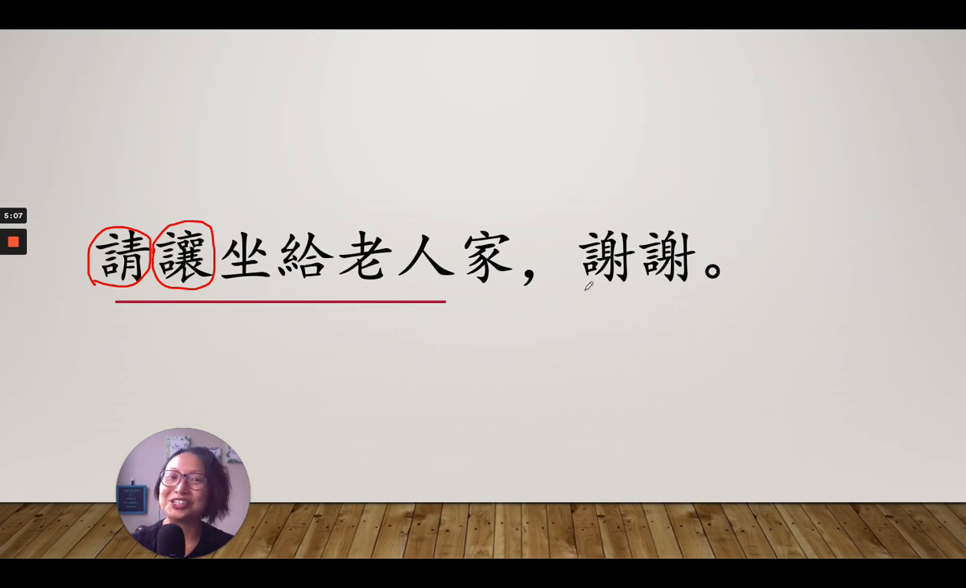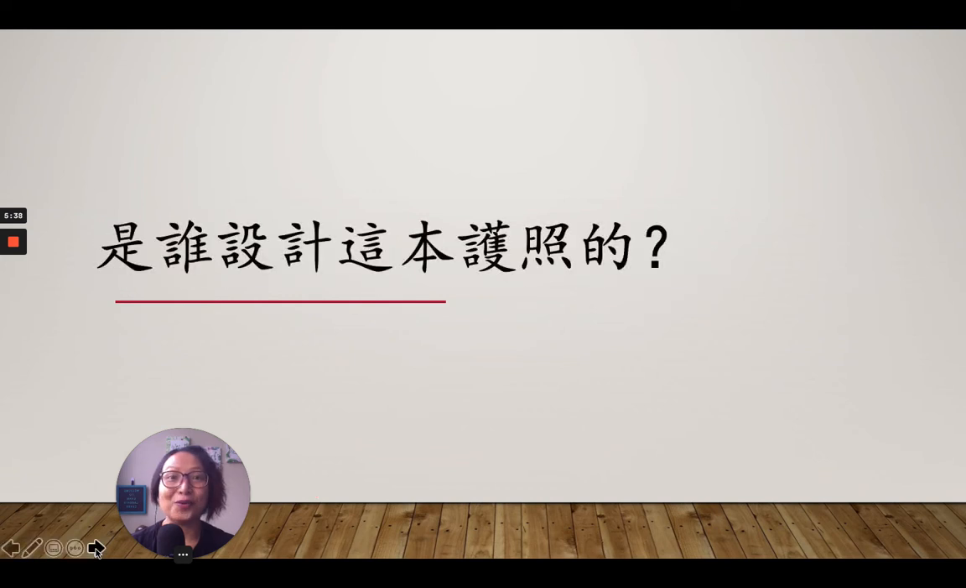The last two words, 謝謝, which we will usually say in everyday language, 多謝. Well, the word 謝 also has the 言字旁, 言字邊, because we use our speech to tell people thank you and to show our appreciation, right? Okay, let's see if we can go to the next one. All right. The next sentence.